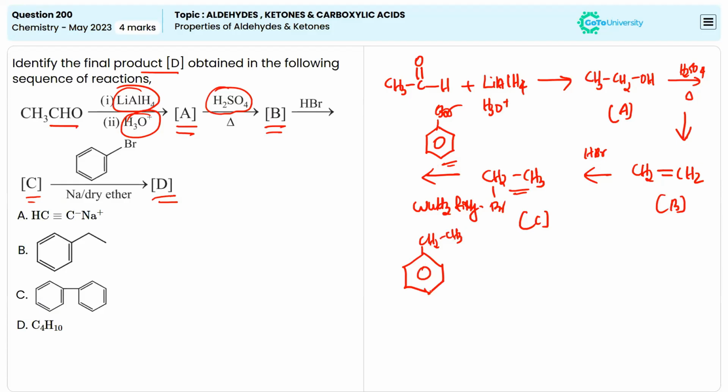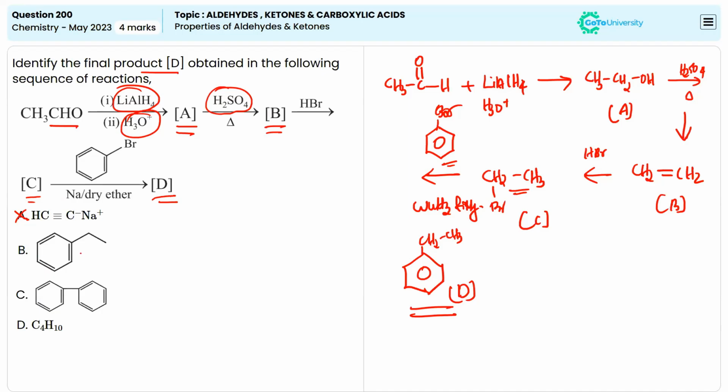So ethyl benzene will be produced. This is the reaction, the final product obtained here. D is the product, that is, ethyl benzene is the final product. Now let us see the options. The first option is again incorrect because this is not ethyl benzene, as there is no benzene ring.